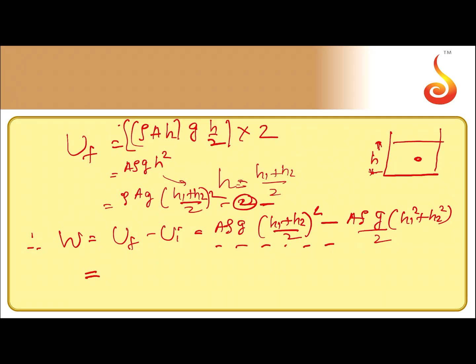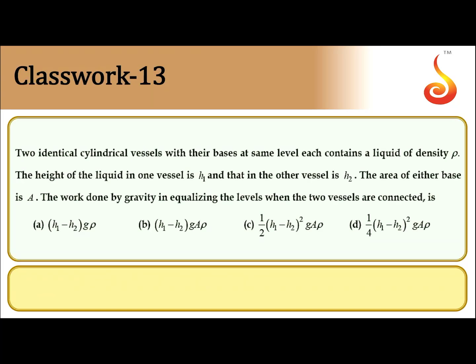I want you to try this simplification. It's not a difficult one, it is a simple calculation. It becomes 1 by 4 (h1 minus h2) whole square into g into a into rho. So work done is basically the change in the potential energy of the system. All right. So 1 by 4 (h1 minus h2) whole square a rho g, that's our correct option.